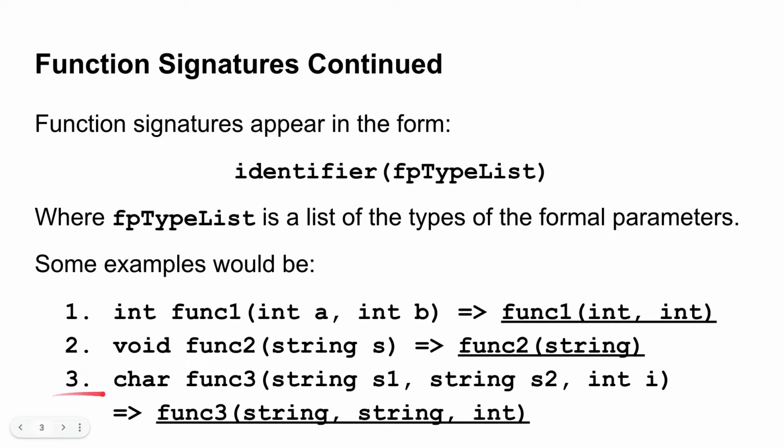And then here in the third case, we have a character returning function called func3. It takes in two strings and an integer, and that gets transformed into func3 string int. And here you can see that the order does matter. The order of the list is string int, so that the compiler knows that it needs to go string int. The compiler will then also know that it needs three parameters when this function is called as well.